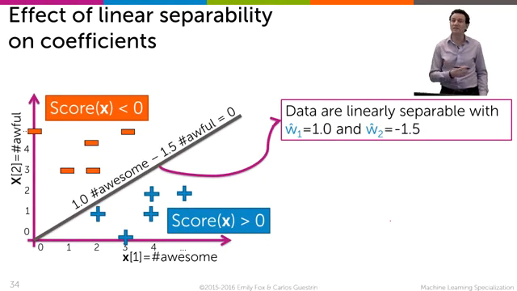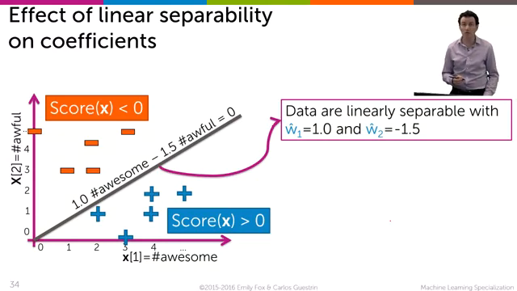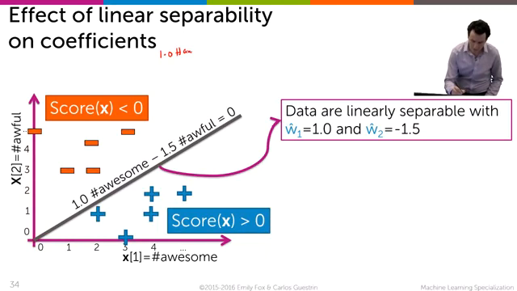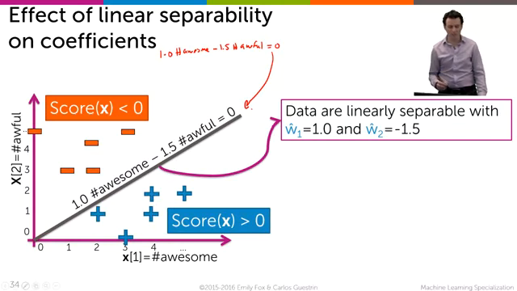To understand why linearly separable data becomes a problem for overfitting, let's look at this example over here. In this case, the plane 1.0 number of awesomes minus 1.5 number of awfuls separates the positive examples from negative examples. Now, what does that mean? That means that the plane 1.0 number of awesomes minus 1.5 number of awfuls equal to 0 is the boundary between the positive examples and negative examples.